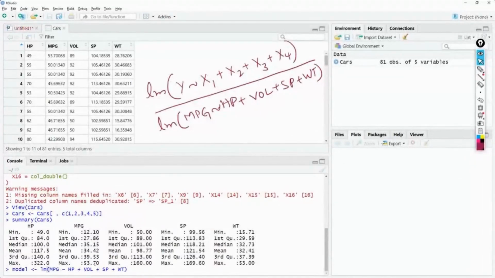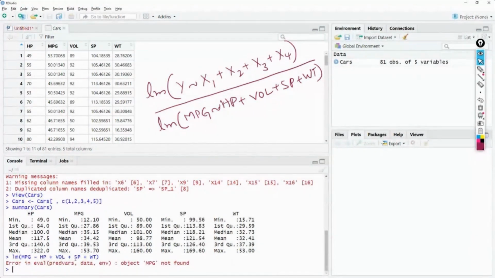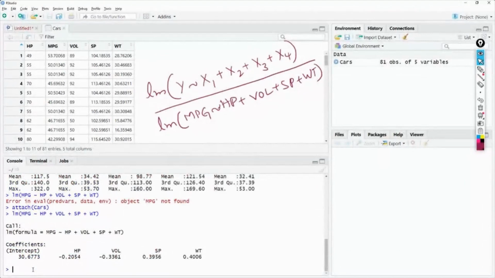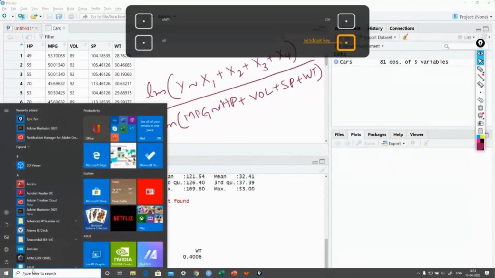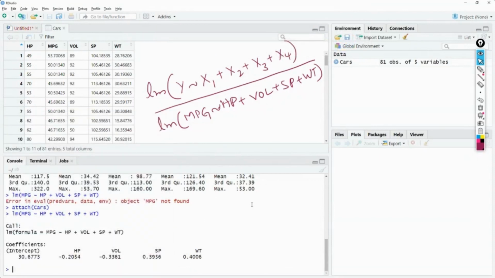Now if I click on enter, it will give me the result. Or even if I remove this model here and run this, it would give me a result, but it's saying object not found. Why does it throw that error? You all know now what you have to do. Two things. Either you attach your data set, and if you attach your data set, you can run this function. It will give you the output here.